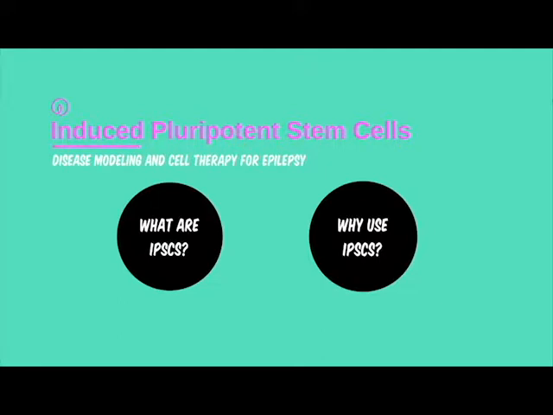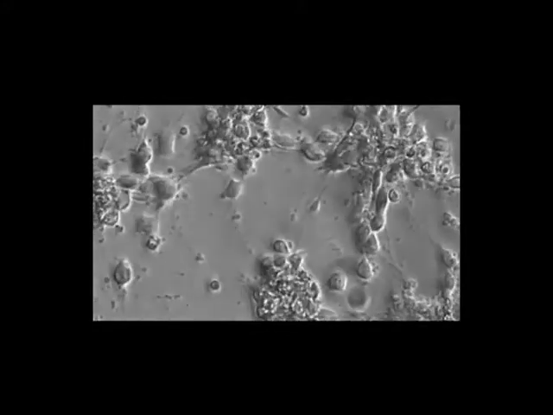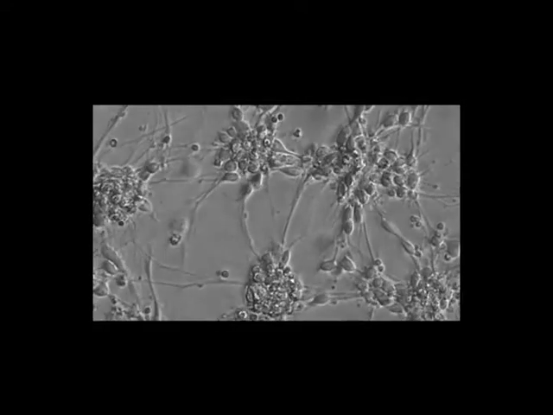Today, we'll be talking about induced pluripotent stem cells and their applications for disease modeling and cell therapy for epilepsy. But first, what are iPSCs? iPSCs are a stem cell derived from adult tissue. Typically, skin cells are taken from a patient, and these cells are reverted back to a state resembling early embryonic development. From this state, these stem cells can be differentiated into any cell type found in the adult body. Here, we see iPSCs in culture turning into neurons. This allows researchers to grow human brain cells in a dish in order to study their structure, function, and development.